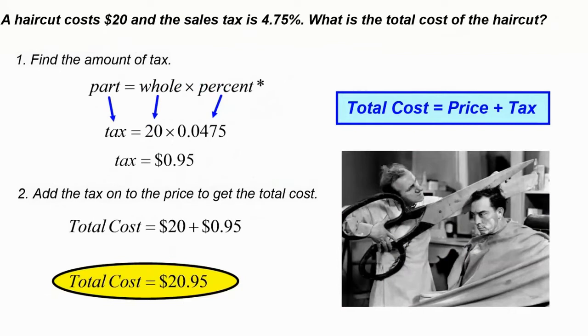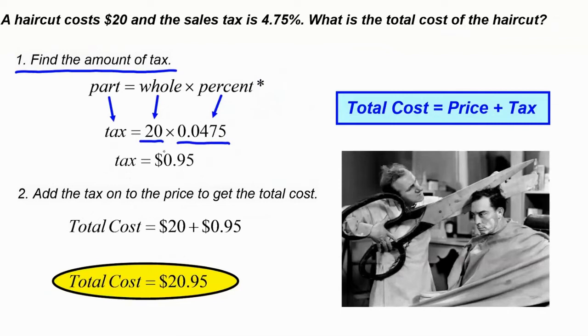Another example, a haircut costs $20 and the sales tax is 4.75%. What is the total cost of the haircut? So again, step one is find the part, which is the tax. So part equals whole times percent as a decimal. The price of the haircut was $20. The percent was 4.75% tax. So that as a decimal is 0.0475.